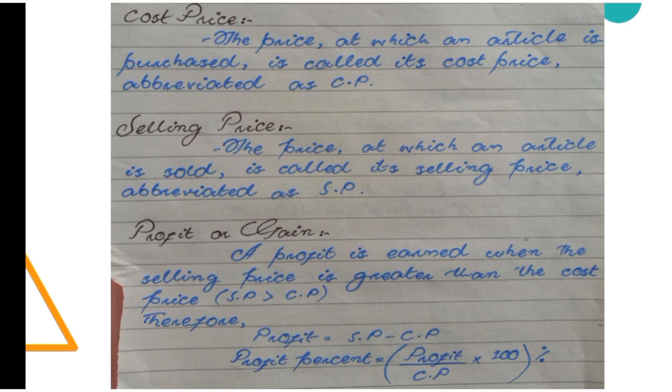Now profit or gain. A profit is earned when the selling price is greater than the cost price, that is, SP is greater than CP. Therefore, we have the formula of profit, which is equal to selling price minus cost price. And we have the formula of profit percentage, which equals profit divided by cost price multiplied by 100%.